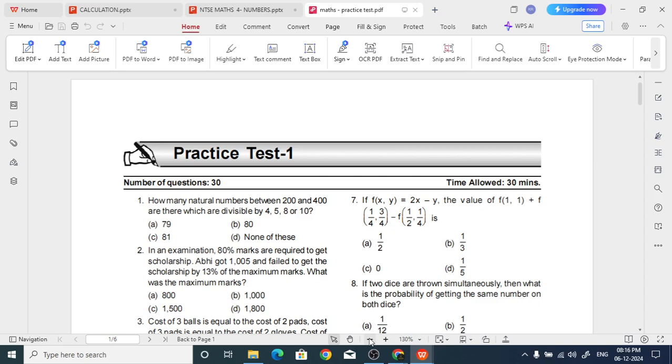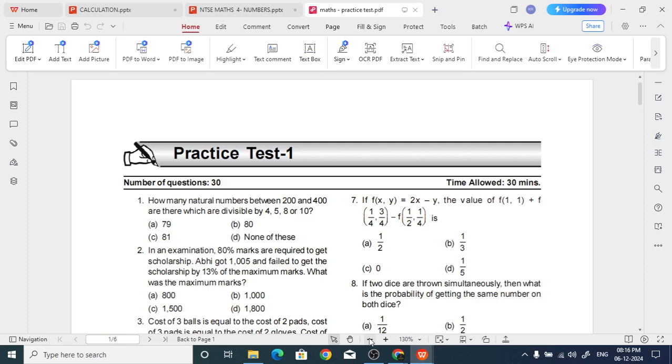80%, sir. Yes. No? 1%, sir. Huh? What percent? No, no, he got 1005 marks. That is okay. But we don't know the total marks. Total marks is something different. That's what we have to find. But percentage wise, how much did he get?